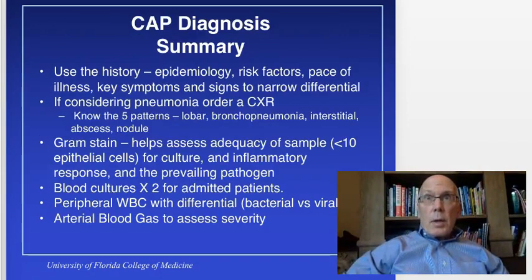To summarize the diagnostic approach to pneumonia, remember to use the history, epidemiology, risk factors, pace of illness, key symptoms, and signs to narrow the differential. If you are considering pneumonia, always order a chest X-ray. Know the 5 patterns: lobar, bronchopneumonia, interstitial, abscess, and nodular. Gram stain is a first-line test and helps you to assess adequacy of sample, less than 10 epithelial cells, for culture, an inflammatory response, as well as prevailing pathogen. Blood cultures times 2 should be drawn for all admitted patients. Peripheral white cell count with differential helps you to differentiate bacterial from viral, and arterial blood gas is helpful for assessing the degree of hypoxia.